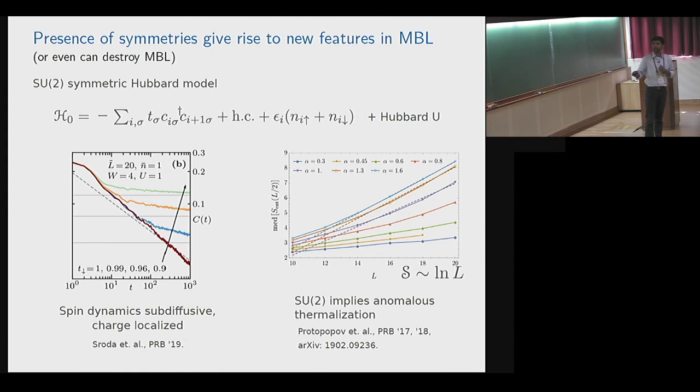And as soon as you break the symmetry, so you go to 0.99, so you break a very small symmetry, you start to see that this thing goes up. Another way of saying it is the system starts to become localized. Okay? So at least the spin degrees of freedom.